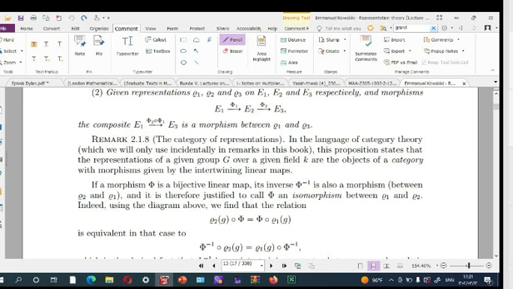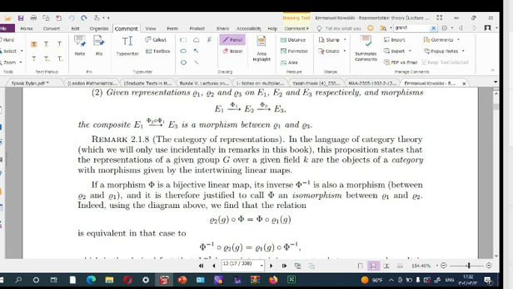The category of representations. In the language of category theory, which we will only use in remarks in this book, this proposition states that the representations of a given group G over a given field K are the objects of a category, with morphisms given by the intertwining linear maps.